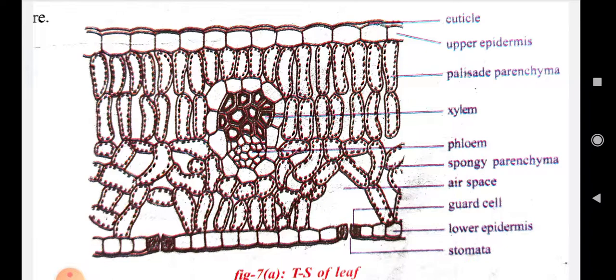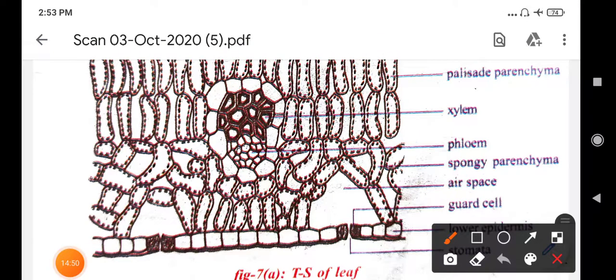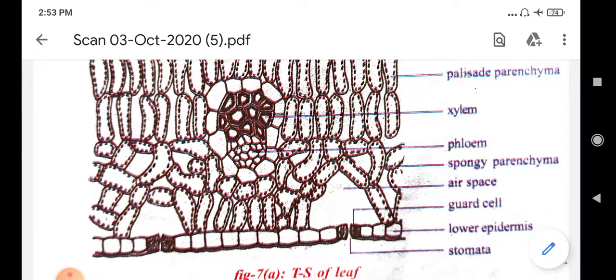And here in the middle, you have the vascular tissue, that is the xylem, and below the xylem you can observe the phloem. What are the xylem and phloem? Xylem and phloem are the vascular tissues. Regarding these vascular tissues I have done a video. If you want to know about the vascular tissues in detail, you can go and watch the video. So here xylem and phloem are the vascular tissues that are present in the leaf.